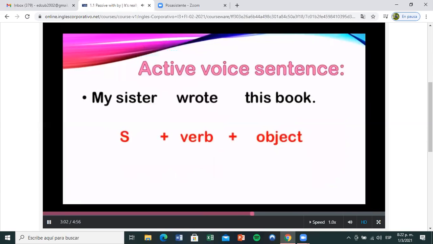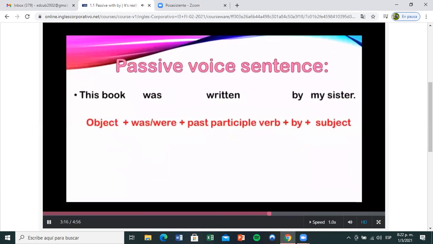Now let's take a look at each sentence. In this first sentence, which by the way is in active voice, the emphasis is on my sister. It was not Susanna who wrote the book, it was my sister. This book was written by my sister. This book is the object, was or were. Written is the past participle of the verb. By my sister is the subject. In this second sentence, we're using passive voice and the emphasis is on this book. The most important fact is that the book was written.